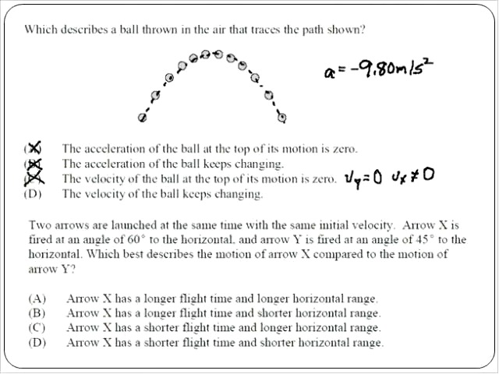So by process of elimination, it's got to be the last one, D. There's nothing else left. And that one is true anyway, isn't it? The velocity of the ball keeps changing. As it goes up, it slows down. When it reaches the top of the path, it's only moving horizontally. Then it starts to speed up vertically again as we go down. So the velocity vector is always changing.